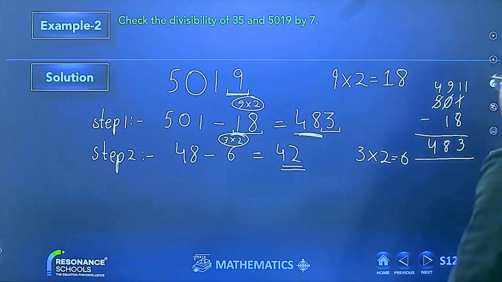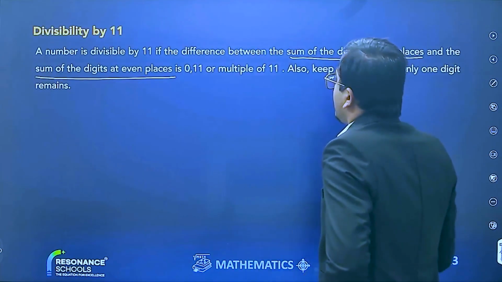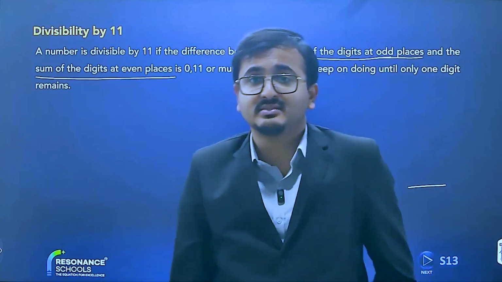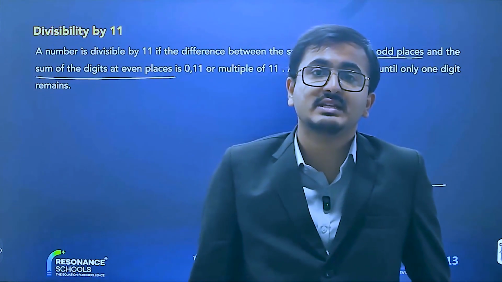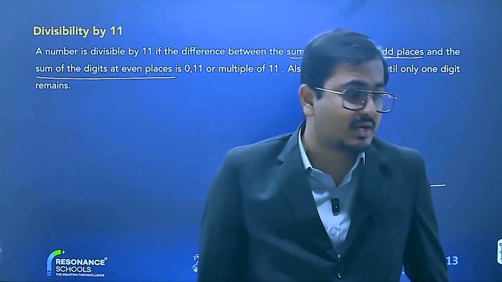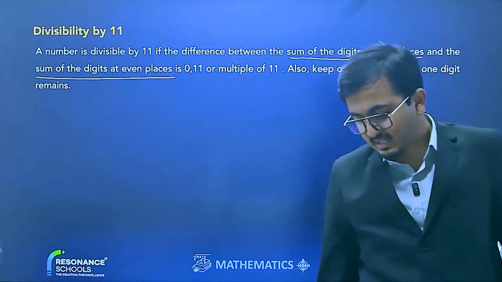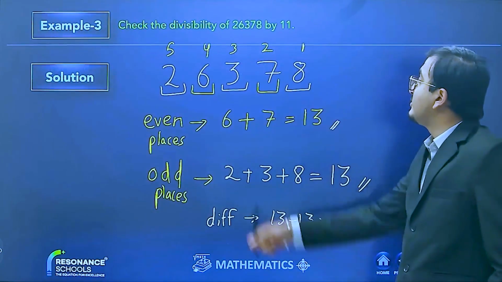Done? Yes. Now 11. Check for 11. The difference between the sum of the digits at odd places and the sum of the digits at even places must be 0, 11 or a multiple of 11. How do I do this? Let's look. We have to check this.